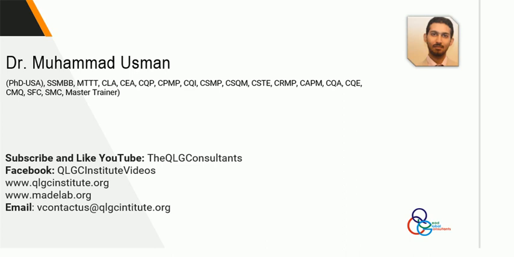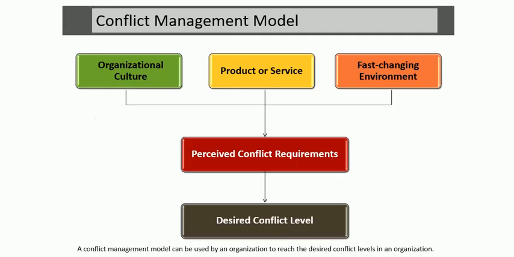So let's talk about today's topic. Today we will be talking about the conflict management model. The conflict management model is divided into three major subparts, which are organizational culture, product or service, and fast changing environment, and further it is linked with perceived conflict requirements and desired conflict level. The conflict management model can be used by an organization to reach the desired conflict level in the organization.